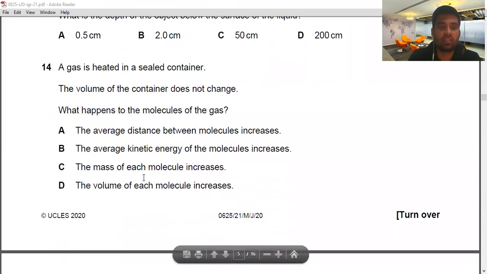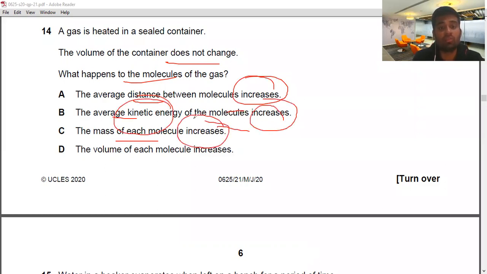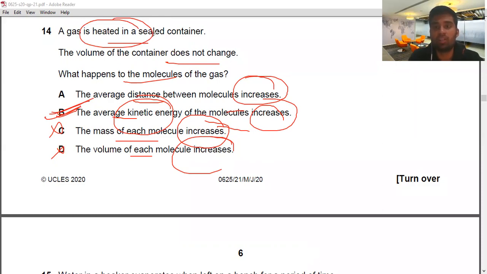Going to the next question. A gas is heated in a sealed container. The volume of the container does not change. What happens to the molecules of the gas? The average distance between the molecules increases. The average kinetic energy of the molecules increases. The mass of the molecule increases. The volume of each molecule increases. We know that the mass can't change. The volume can't change. But the average kinetic energy of the molecules will increase as the gas is being heated. External energy is being provided, and temperature is being given to it.